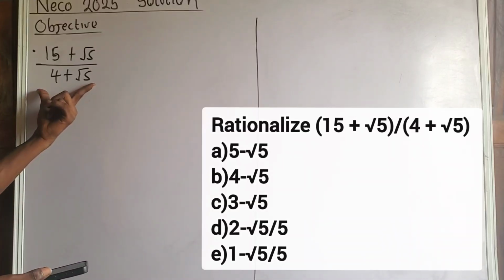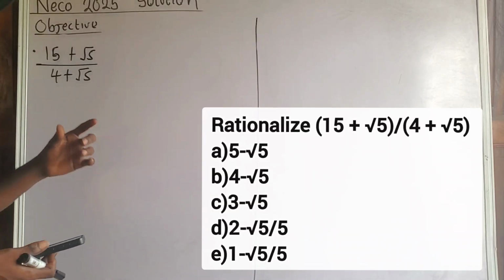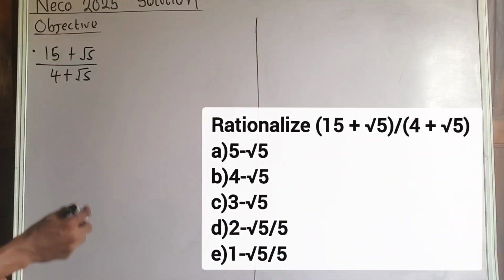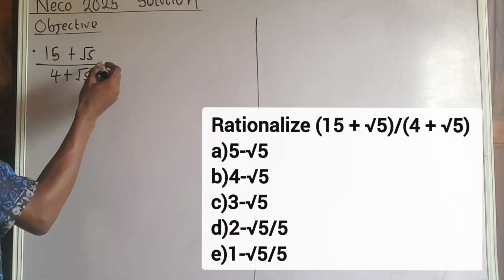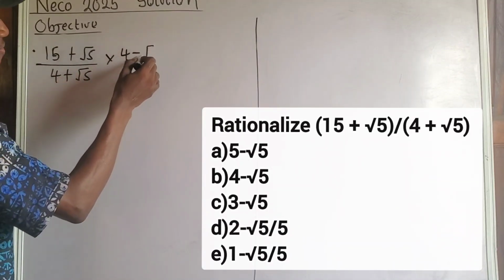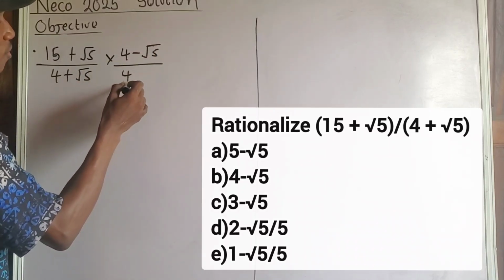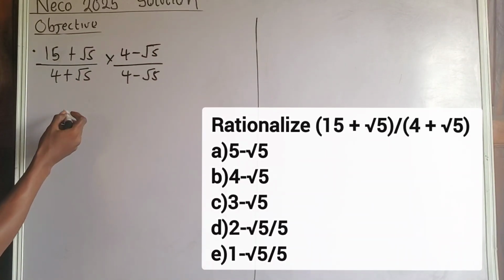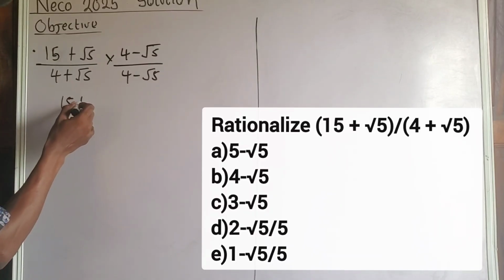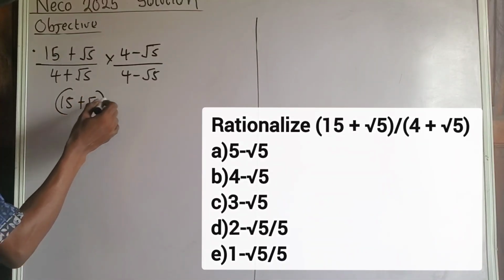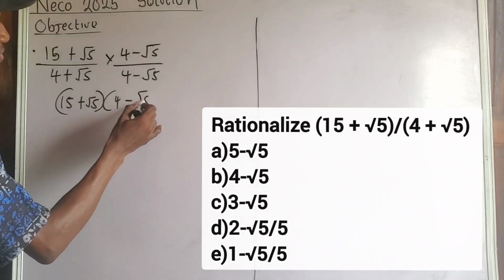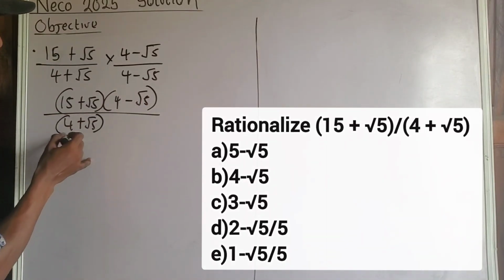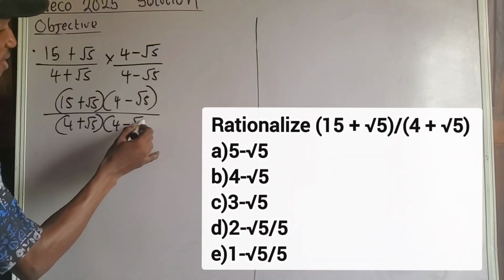So for this, if you want to rationalize this, you have to multiply both the numerator and the denominator by the conjugate of the denominator. The conjugate of the denominator is 4 minus root 5, this over 4 minus root 5. By so doing, you are going to rationalize this surd. So for this, I'm going to have 15 plus root 5 multiplied by 4 minus root 5, this over 4 plus root 5 multiplied by 4 minus root 5.